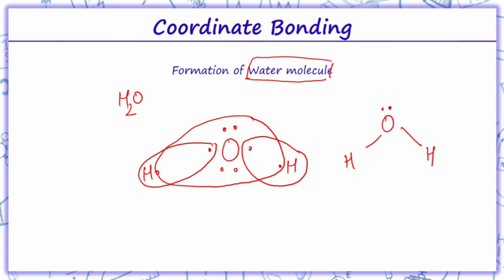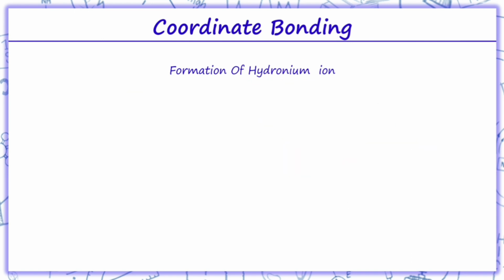Now there are 2 lone pair of electrons over here also. Now if this lone pair of electron is shared by some other atom, then this will participate in what? Coordinate bonding. So as we saw before, oxygen is having 2 lone pair of electrons. So now what oxygen will do? It will combine with H plus.